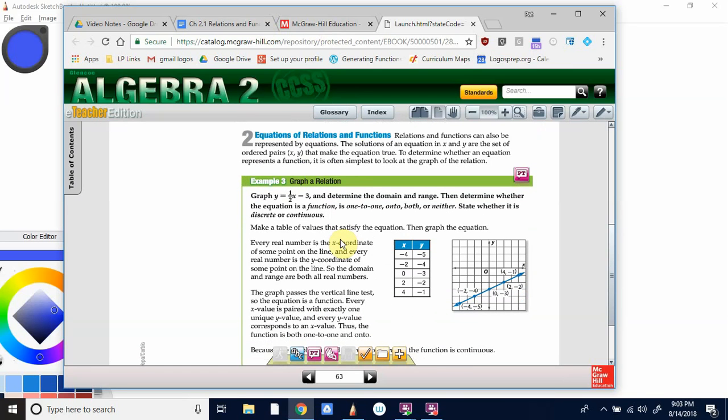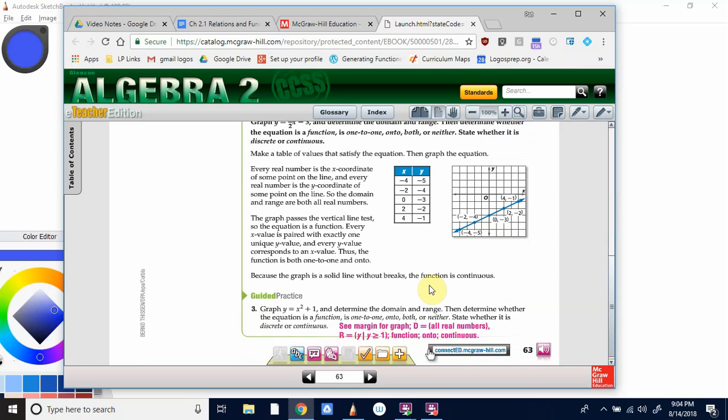So for here, is it a one-to-one? Remember we said, does every value in the domain have its own unique range value? It does. So it's a one-to-one. Is it onto? Does every range value pair with an element of the domain? It does. So it's onto. So it's both a one-to-one and onto. It is a function, and it's continuous because it keeps going on forever and ever.